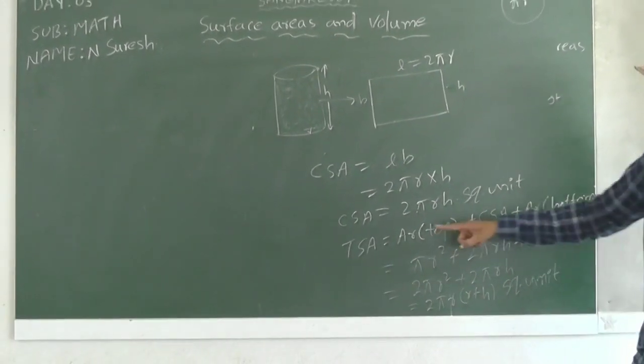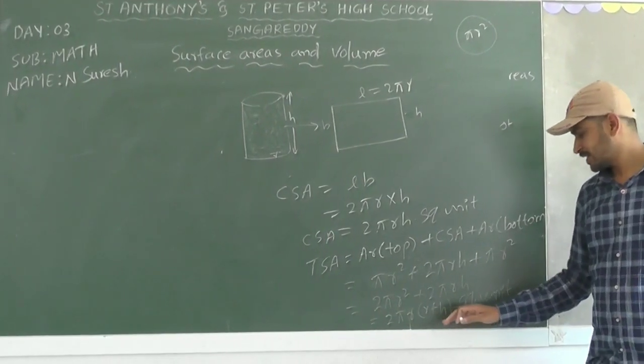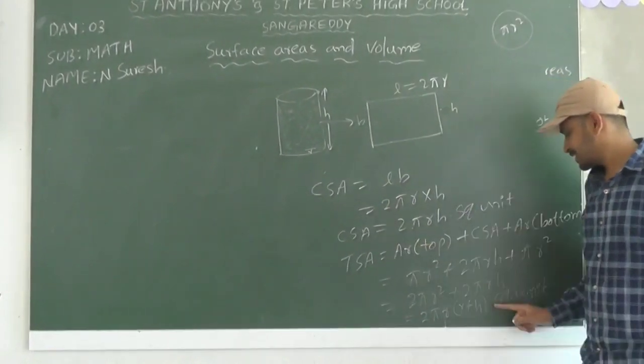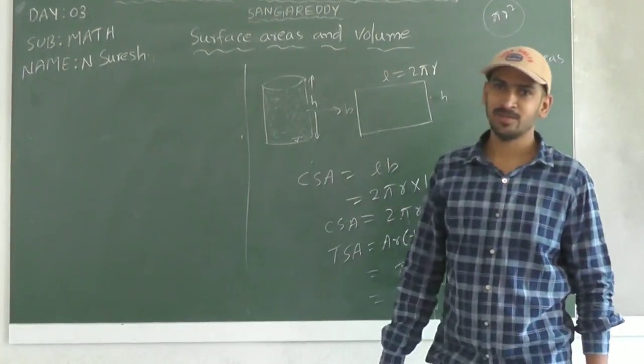So total surface area of the cylinder equals 2πr(r + h) square units, where r is the radius of the base and h is the height of the cylinder. Now we are going to derive the formula for the volume of the cylinder.